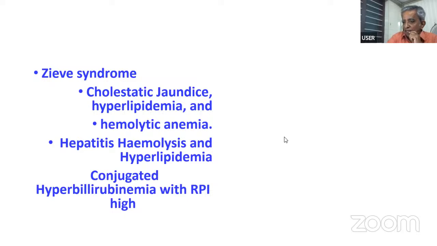So this is a situation where you get conjugated hyperbilirubinemia with a high reticulocyte production index. Usually the reticulocyte production index is high in hemolytic anemia, which is unconjugated. This is a peculiar situation where you can have conjugated hyperbilirubinemia, urine bile pigment present, and at the same time a high reticulocyte production index. That is because spur cells and spherocytes are forming. So there is hemolysis, conjugated hyperbilirubinemia and hyperlipidemia. This combination occurs in alcoholic hepatitis, some of them turning into Zieve syndrome.